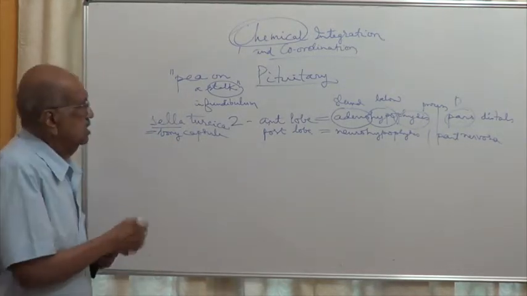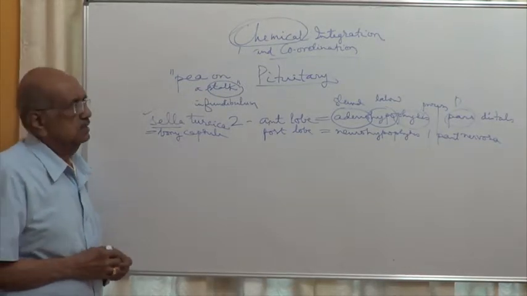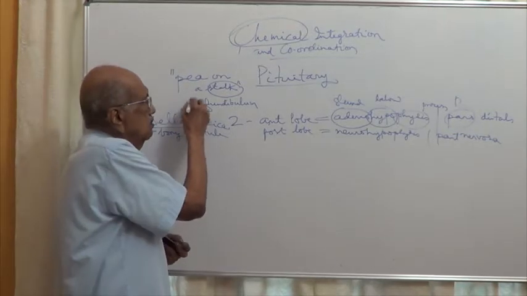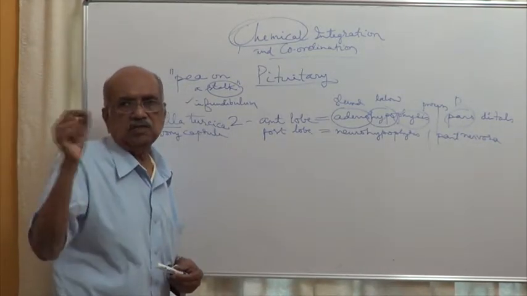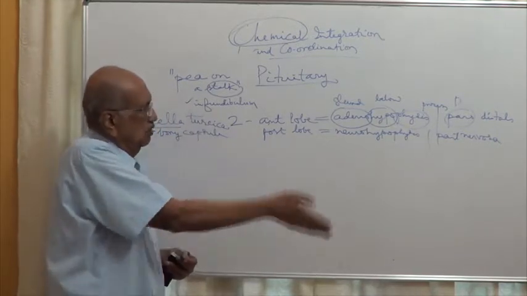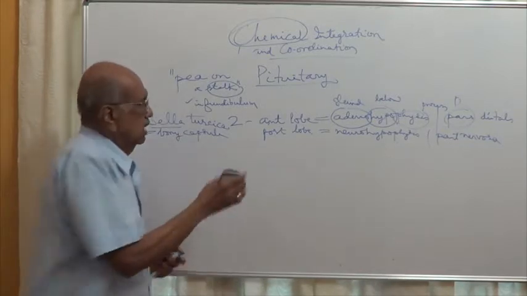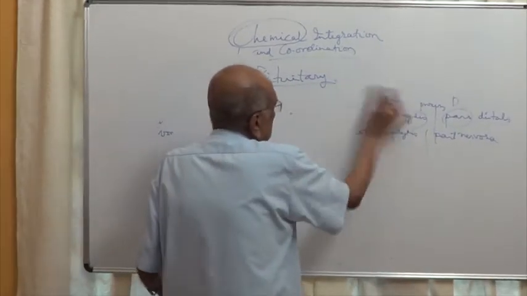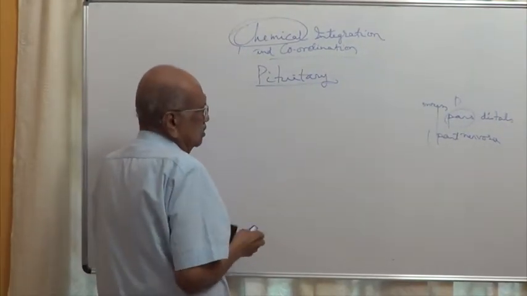Sella turcica, an item for a multiple choice question. Infundibulum, an item for a multiple choice question. Matching the two, 1, 2, 3, 4, the other items can be written out and questions can be made. Well, I shall just represent the pituitary, just follow me.